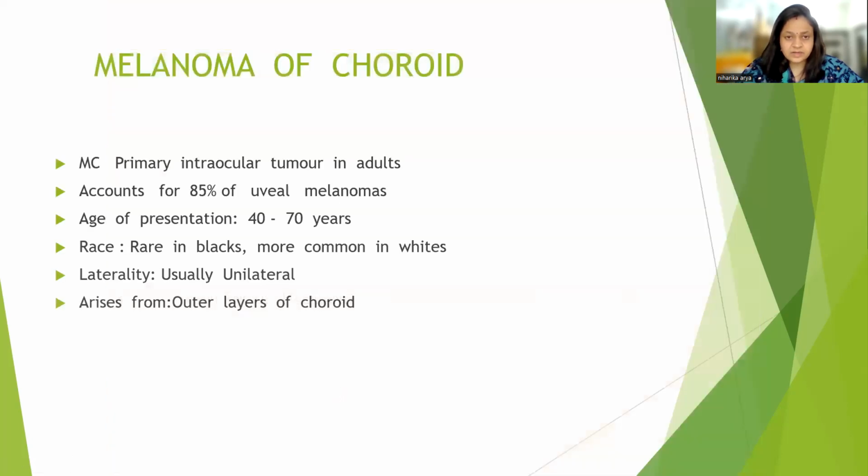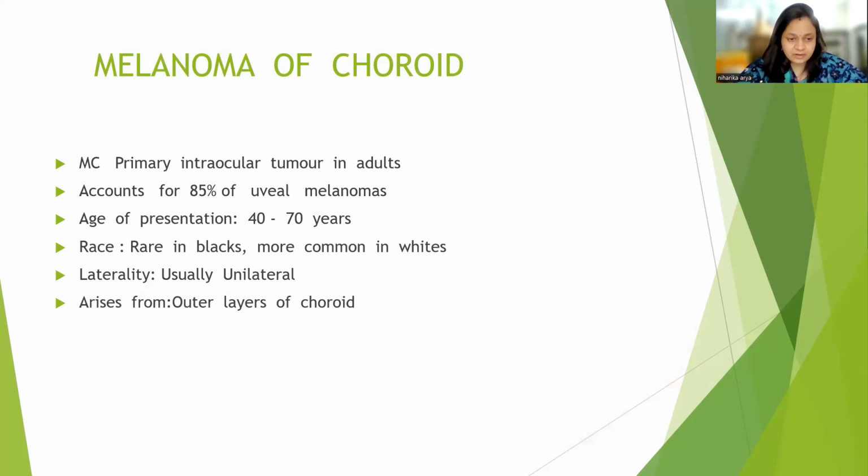Okay, so we'll deal with the melanoma of choroid. What is a melanoma of choroid? It's the most common primary intraocular tumor in adults, and it accounts for 85% of uveal melanomas. Age of presentation is between 40 to 70 years. Race: rare in blacks and more common in whites.